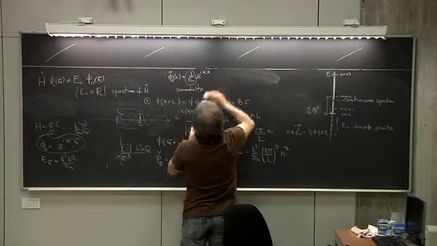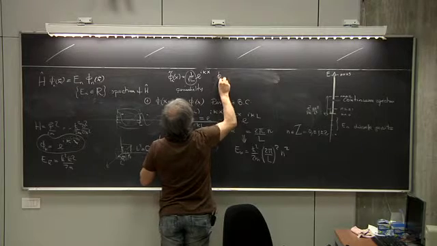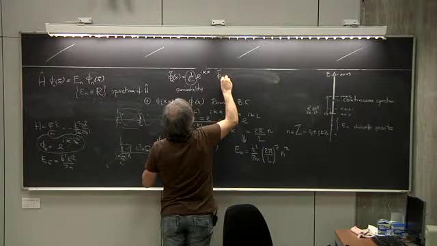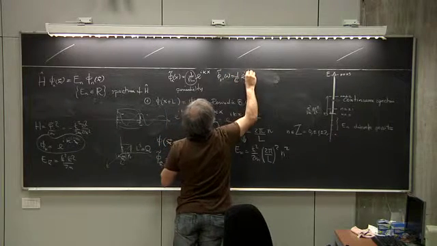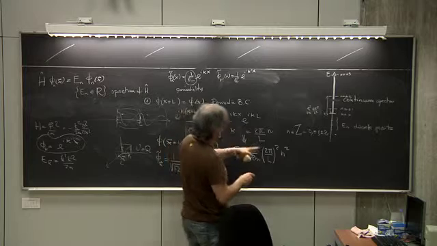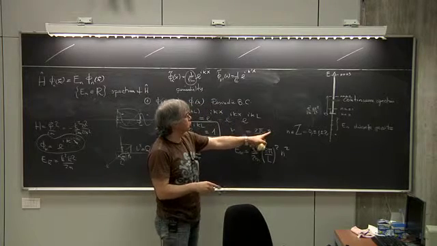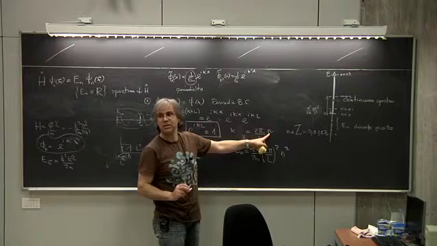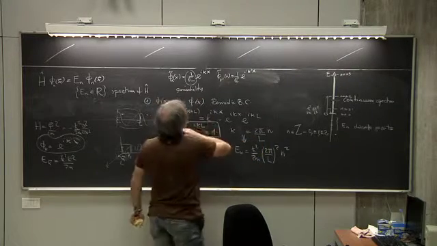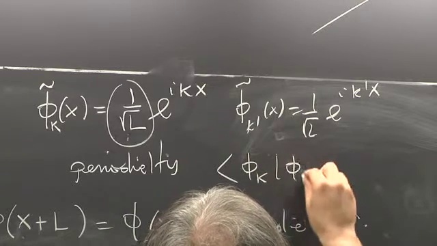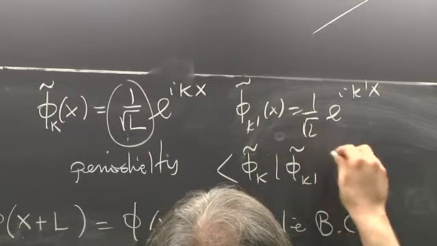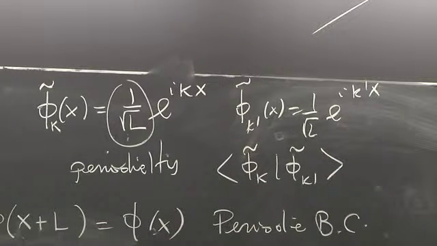Suppose that you have 2 states, phi tilde of k and phi tilde of k prime, x, equal to 1 over square root of L, e to the i k prime x, where k and k prime are 2 different wave vectors, so associated to n and n prime, 2 different integers. Let us verify with this phi k prime, still with the tilde. The reason for the tilde will be clear in a while.